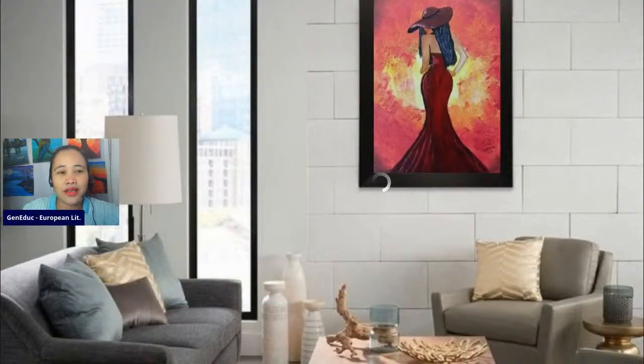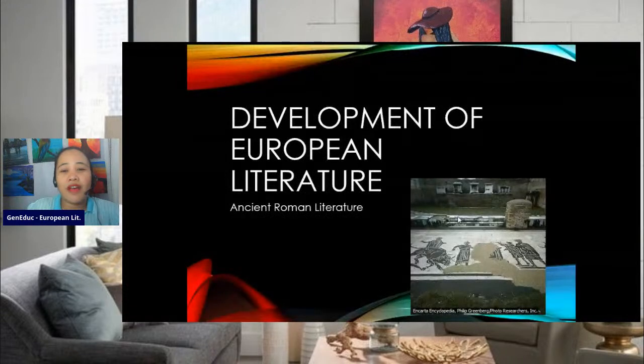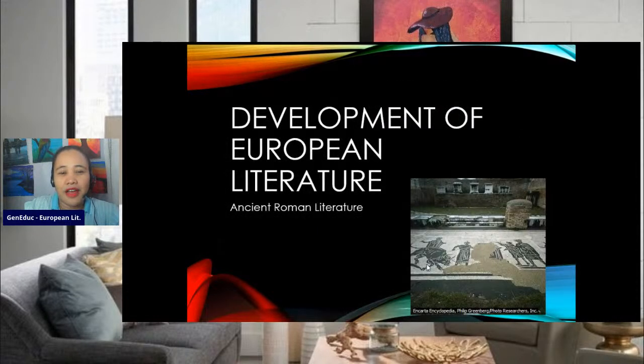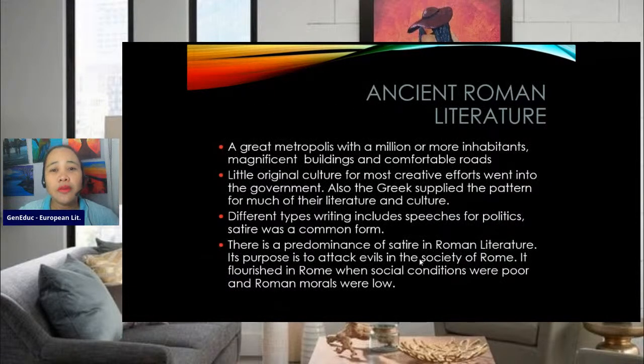So we have here the development of European literature, the ancient Roman literature. So this time, let's have Roman literature. Ancient Roman literature, you will see the difference now. If we go back to the Greek literature and try to compare, take note of the difference between the Greek and Roman literature.